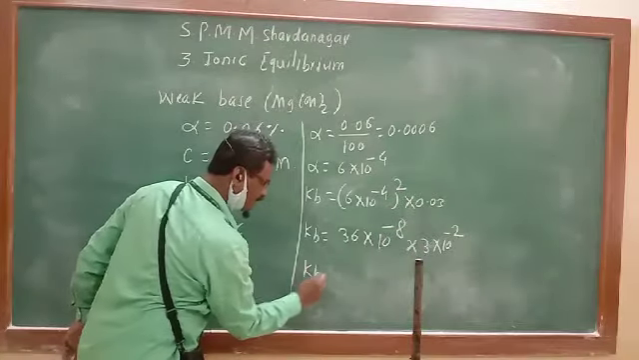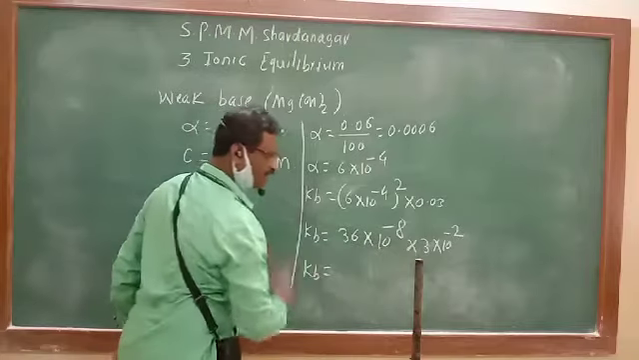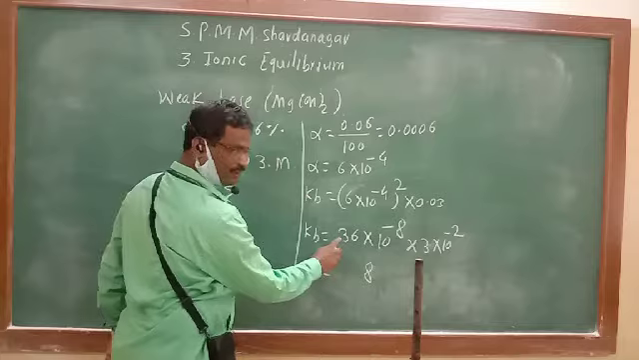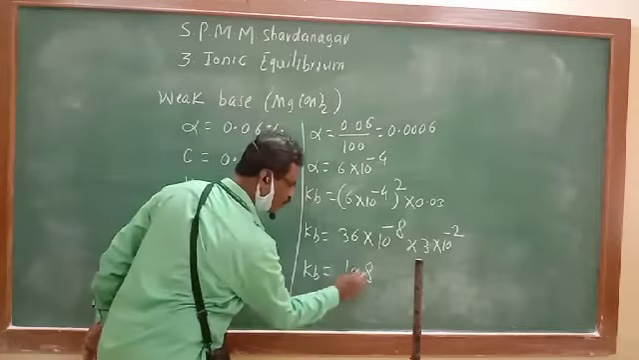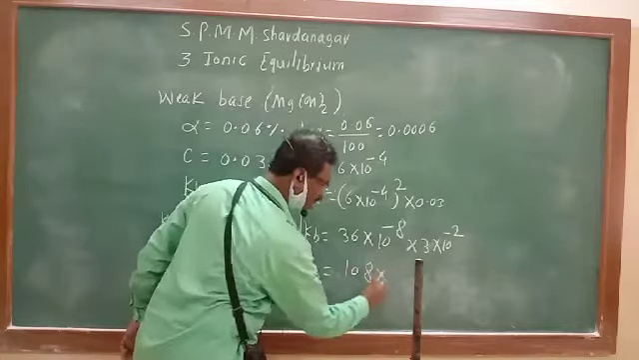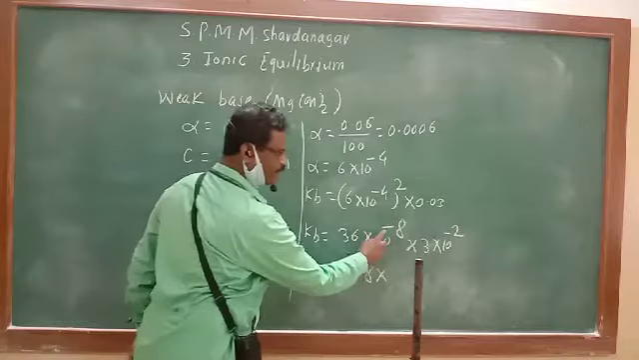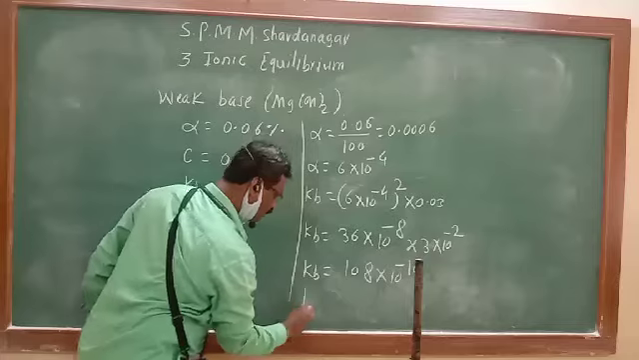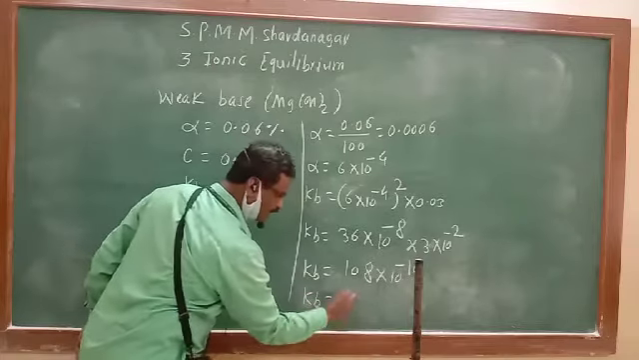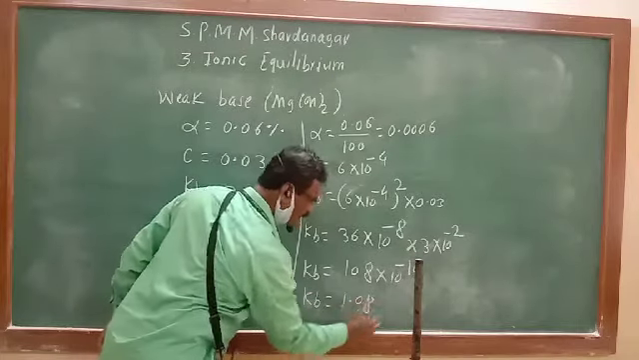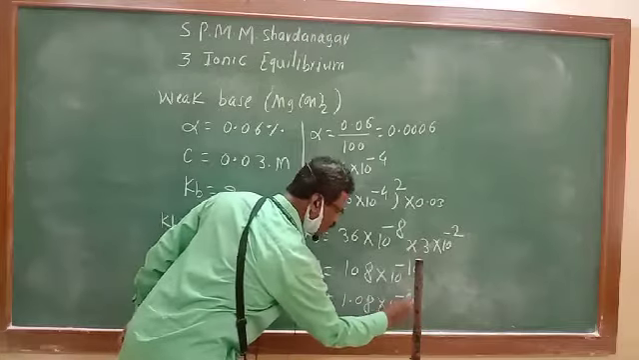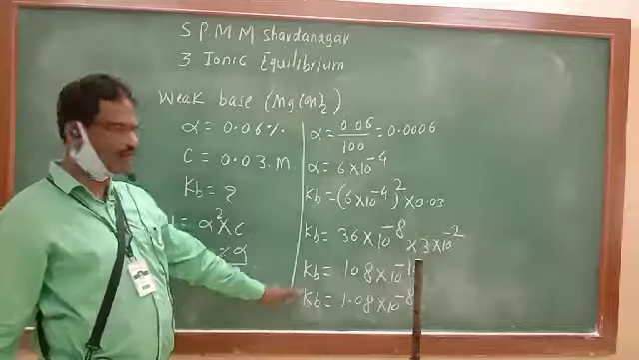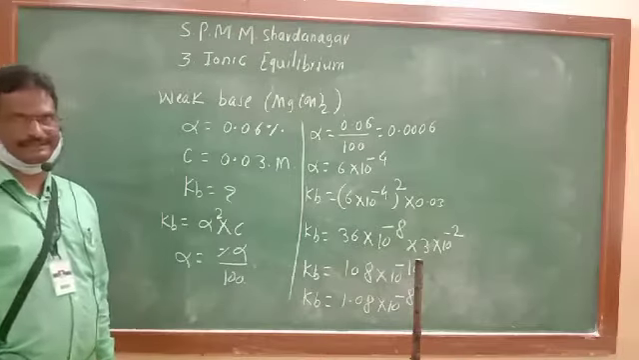So Kb will be equal to 3 multiplied by 36. 3 sixes are 18, 3 threes are 9, plus 1 is 10, so 108, into 10 raised to minus 8 minus 2, that is 10 raised to minus 10, or it is also written like this: 1.08 into 10 raised to minus 8. This is the dissociation constant of the weak base.